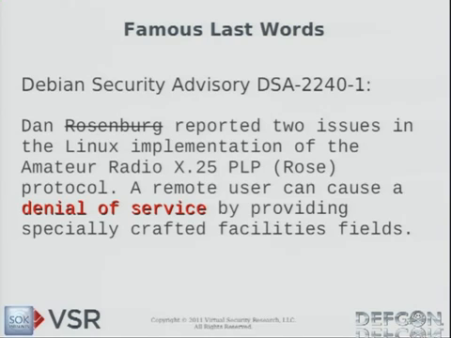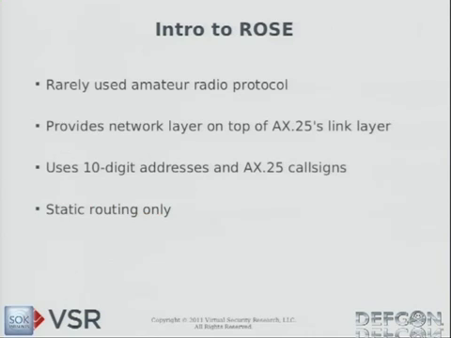Reported 2 issues in the Linux implementation of the amateur radio X25 PLP protocol. A remote user can cause a denial of service by providing specially crafted facilities fields. And this is a pretty interesting denial of service. So just a brief overview of the protocol we're going to be exploiting, just enough detail to talk about so you understand the vulnerability that I'll be taking advantage of.